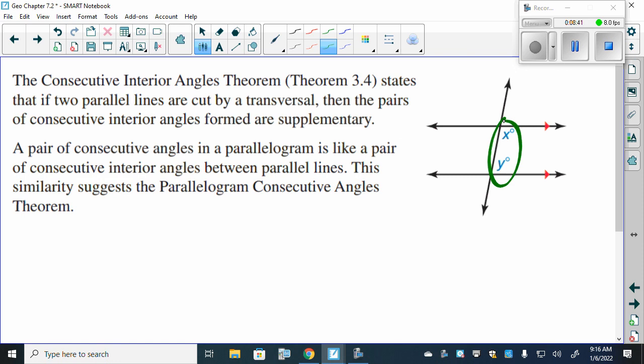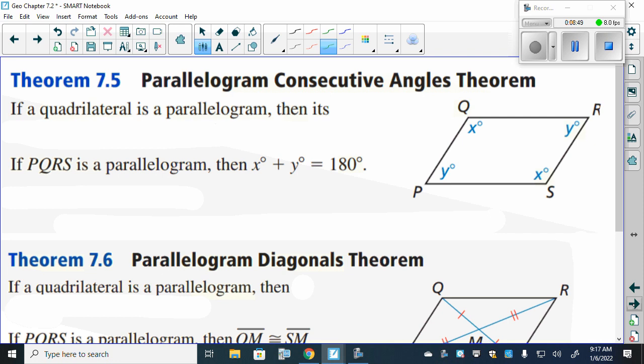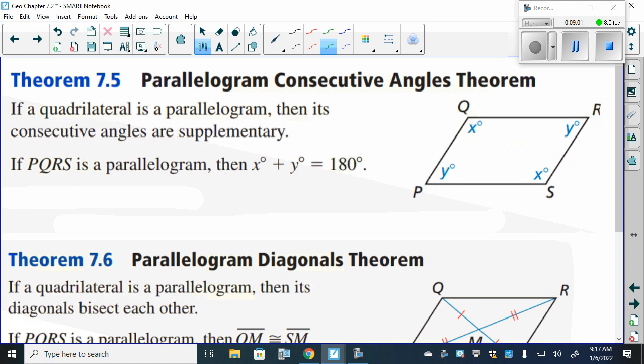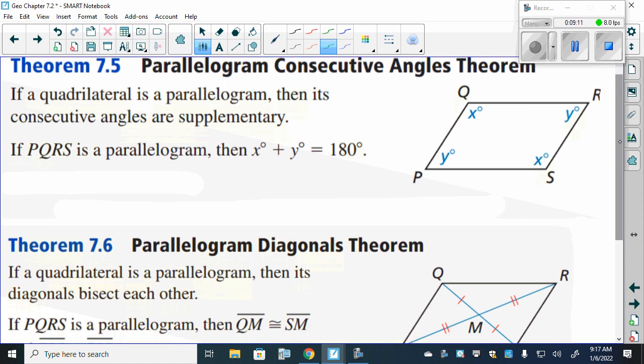Now the reason that they bring this up is because a pair of consecutive interior angles in a parallelogram is like this here. So the two angles that are next to each other inside a parallelogram are going to be supplementary. They're going to add together to be 180. If a quadrilateral is a parallelogram, then its consecutive interior angles are supplementary. They add together to be 180.